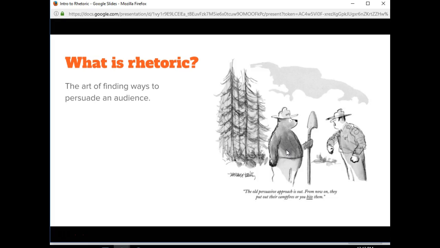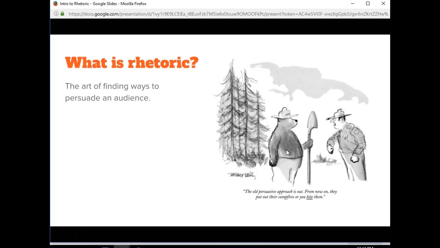Okay, so why is this funny? Let's look at this comic. Daniel, stay with me. It says, the old persuasive approach is out. From now on, they put out their campfires where you bite them. Okay, why is this funny? That's Smokey the Bear. And what is Smokey the Bear used for? Campfire stuff. To persuade people to make sure to put out their campfires when they're camping or they're going to burn down the entire forest.